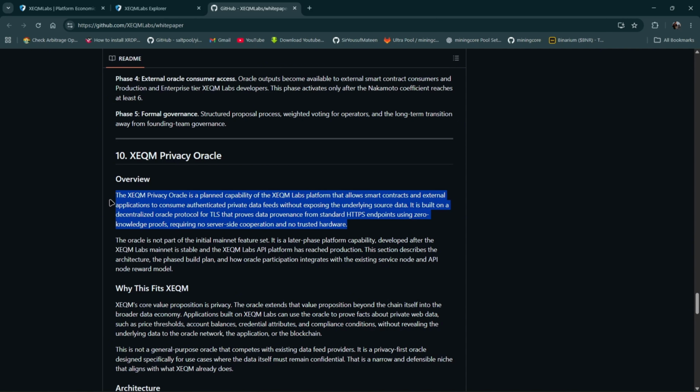Now, Privacy Oracle is just genius. I would love that privacy sector combined with the Oracle idea. This is just genius. I love this. I just love this vision, and I hope that we get to see this very soon.